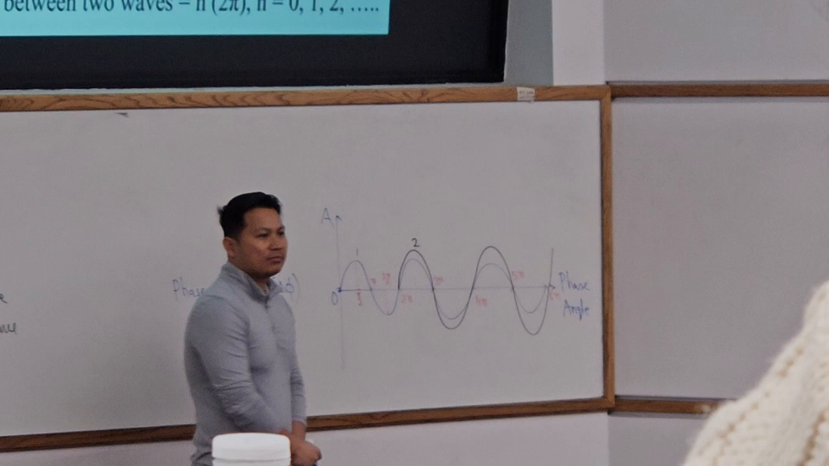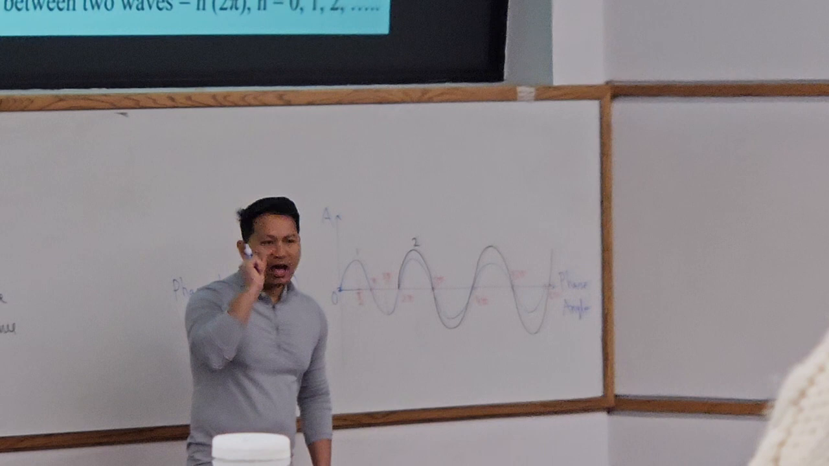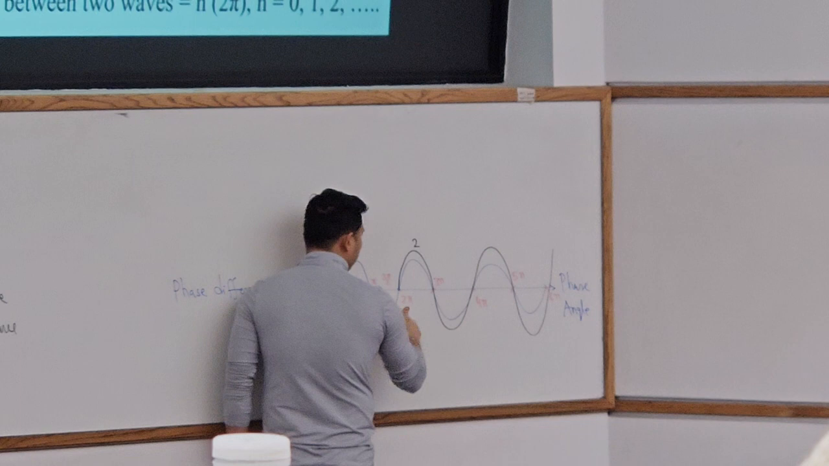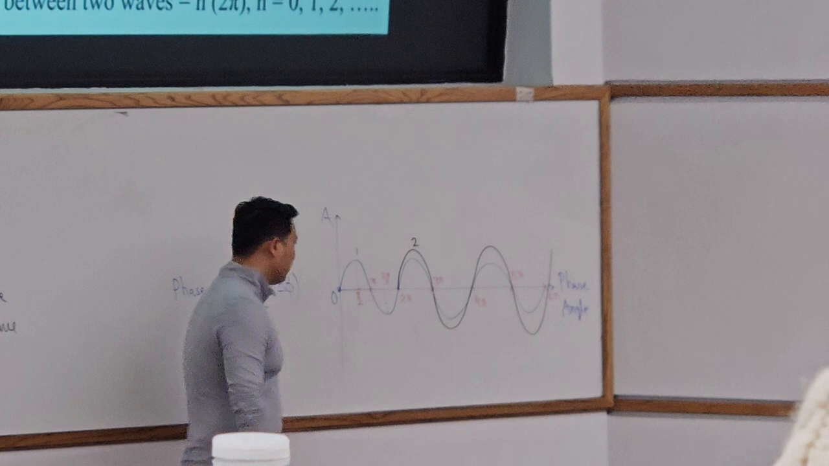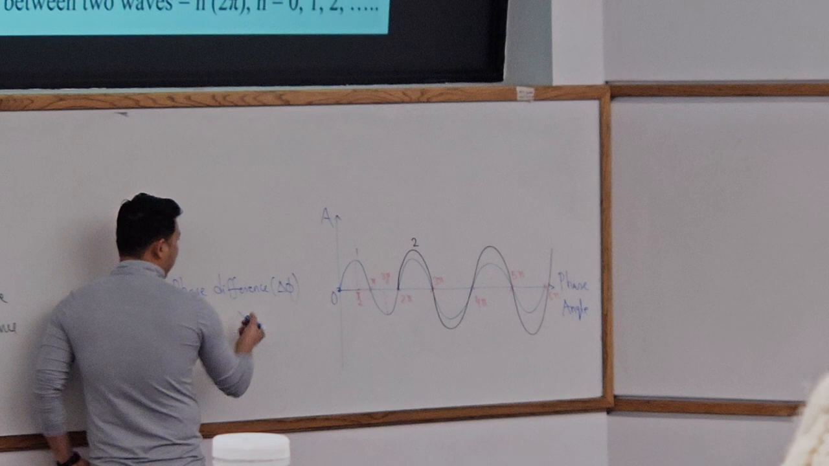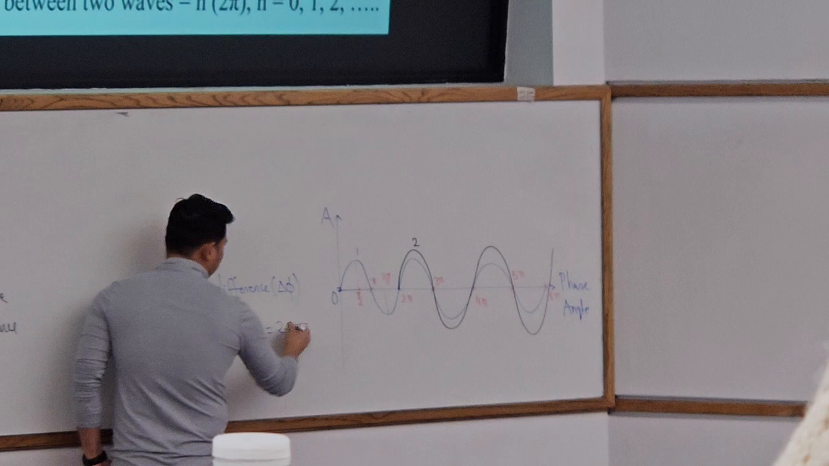but wave number two starts only after wave number one completes the phase angle of 2 pi. This point is 2 pi for wave number 1, but this is 0 for wave 2, right? The phase difference is going to be delta phi, 2 pi minus 0. It will be 2 pi. The phase difference is going to be 2 pi.